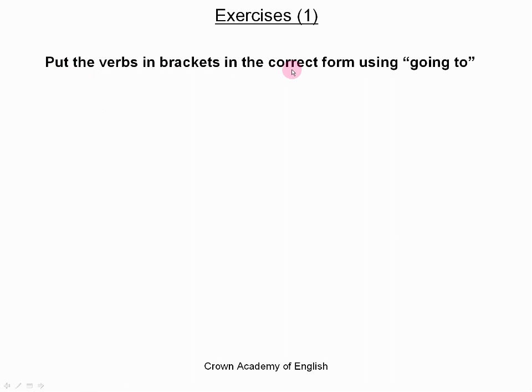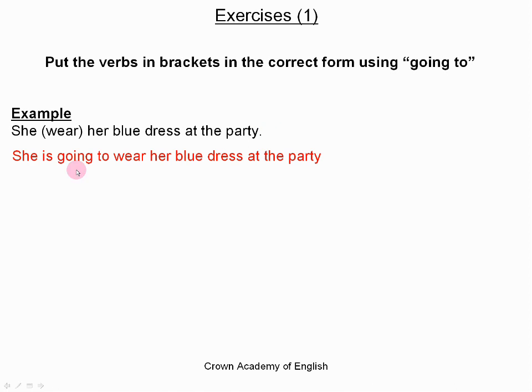Okay, so let's do some exercises. For the first one, I would like you to put the verbs in brackets in the correct form using going to. Example. So this is the question. For all of these exercises, the verb in brackets, so these are the brackets, I want you to put this verb into the going to form. So the answer here would be, she is going to wear her blue dress at the party.